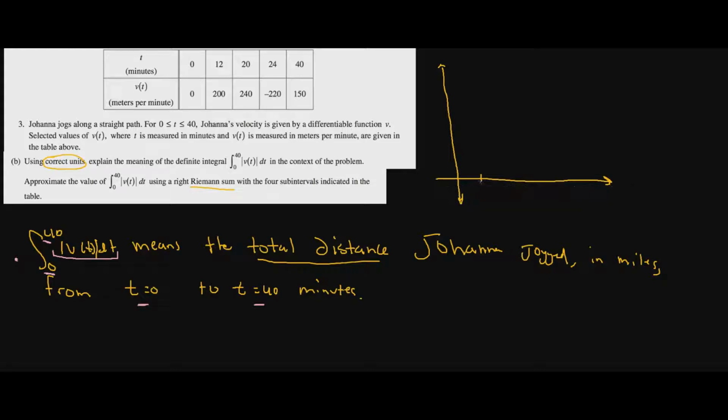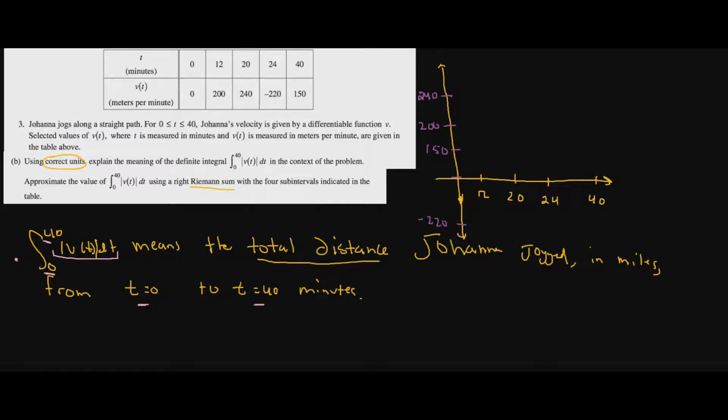So 0, let me just write 12, 20, 24, and 40. Boom. Okay, one thing I really like to do is analyze the y values: 0, 200, 240, negative 220, and 150, right? So I know 240 is the max value, then 200, 150, and last but not least, we have something at negative 220. There it is. And we're not missing anything, right? We have the 0 mark in there. So 1, 2, 3, 4, 5, 1, 2, 3, 4, 5, bam.